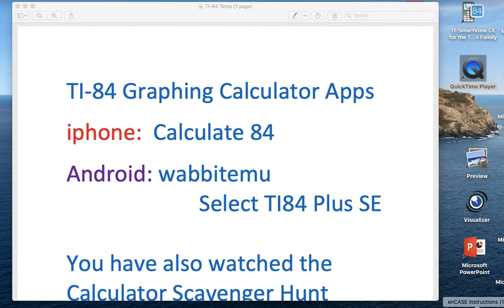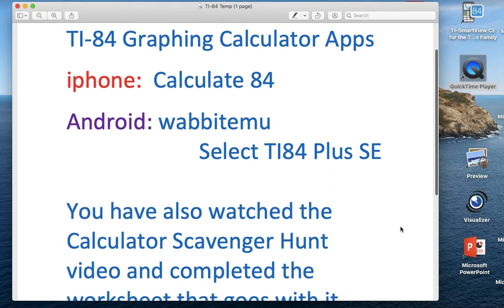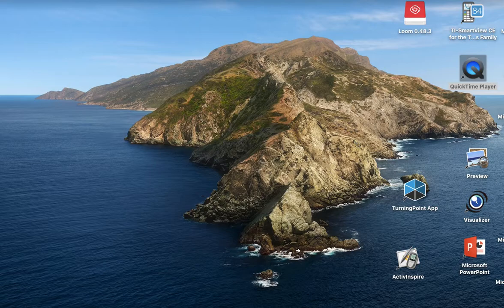So before we go on, we're assuming that you have installed one of the TI-84 calculator apps. If you have not, you need to do so immediately. For iPhone, it's called Calculate 84. For Android, it is Wabbit Emu, and you need to select TI-84 Plus SE. You also need to watch the calculator scavenger hunt video and complete the worksheet that goes with it. If you have done those things, then you can proceed with this video and it will make sense to you.